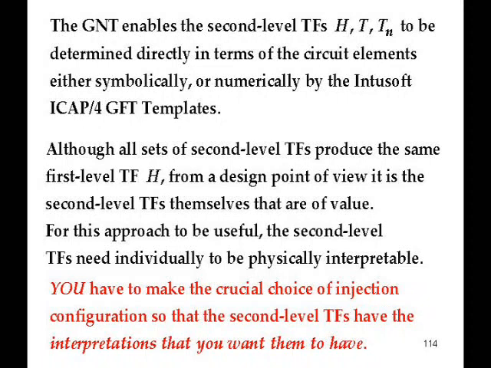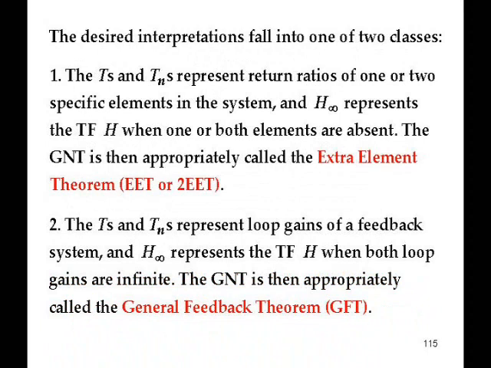Now, again, this is summarizing the two interpretations. The T's and TN's represent return ratios of specific elements in the system. H infinity represents the transfer function when one or both elements are absent. Then you can call it the extra element theorem. On the other hand, you can make the T's and TN's represent loop gains, which are also called return ratios.